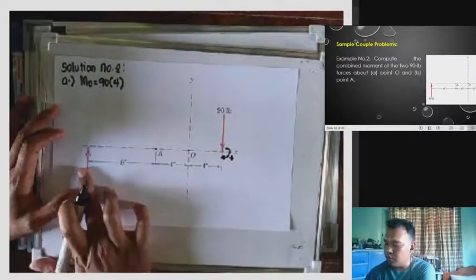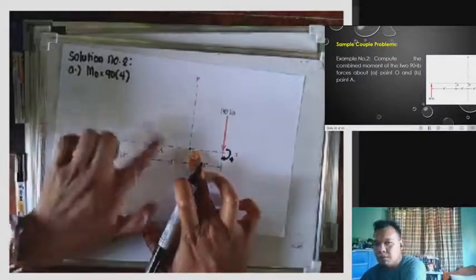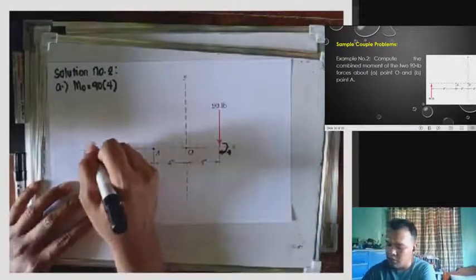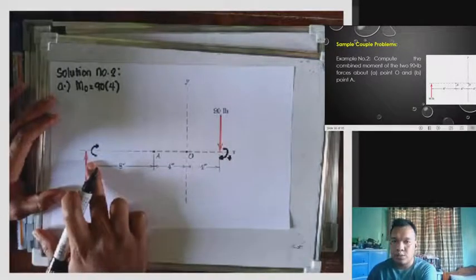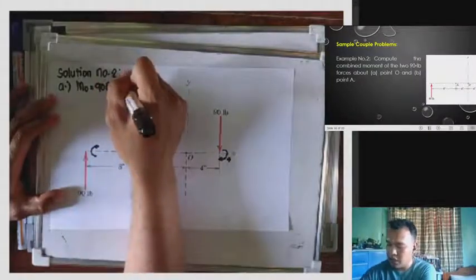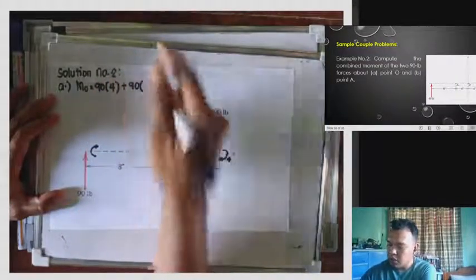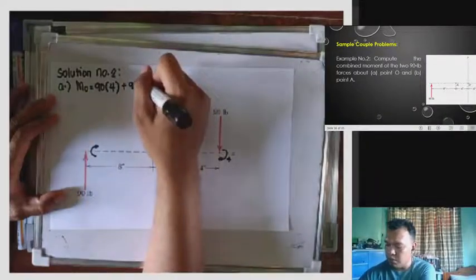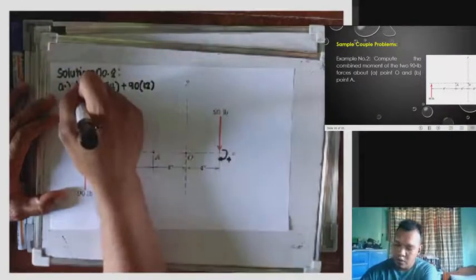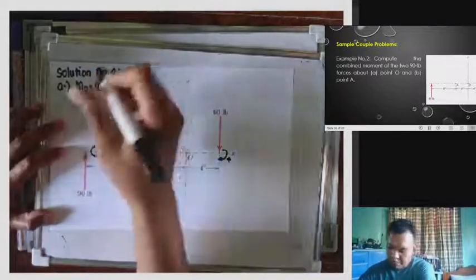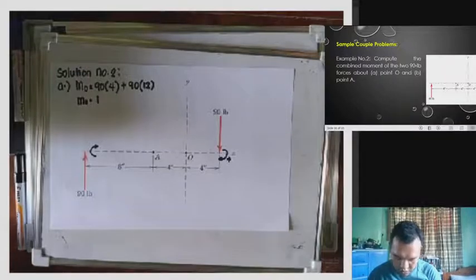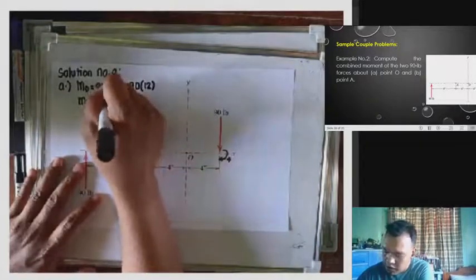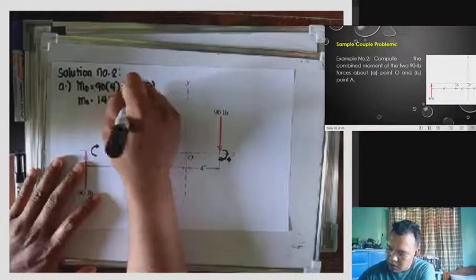Tapos ito, kung ito ay puputin natin sa point O, tama ba ang galaw niya ay pag-ano? So, gagalaw siya na pag-ganito. Since ito ay clockwise pa rin, lalabas positive po rin siya, plus 90 times perpendicular distance, which is 12. So, MO is equivalent kay 1,090 times 4 plus 90 times 12. 1,440 pound inch.